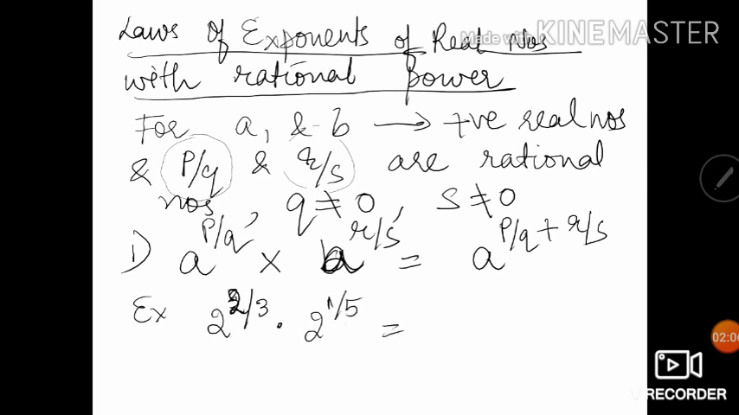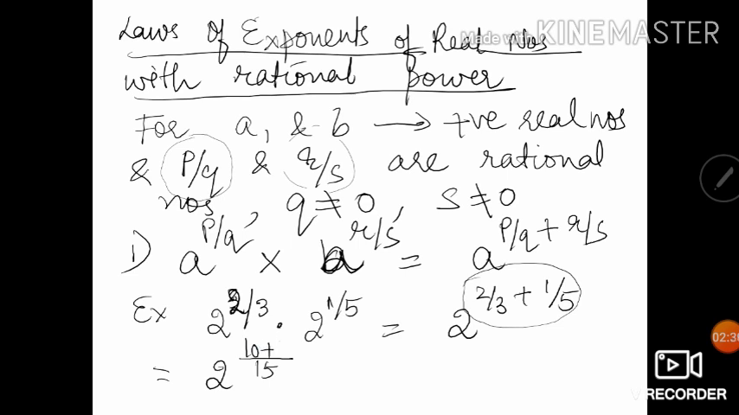The bases of these two numbers are the same. We can add their powers. So 2 to the power 2 on 3 plus 1 on 5. Now add these two rational numbers. Taking the LCM, that is 15, in the numerator we will have 10 plus 3. So this number is 2 to the power 13 on 15.